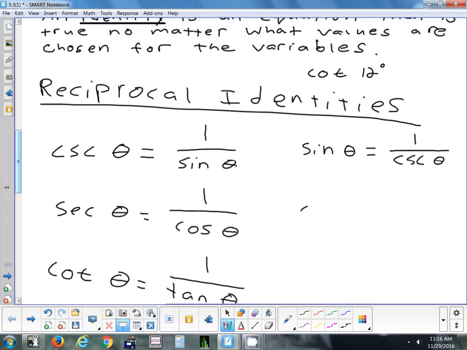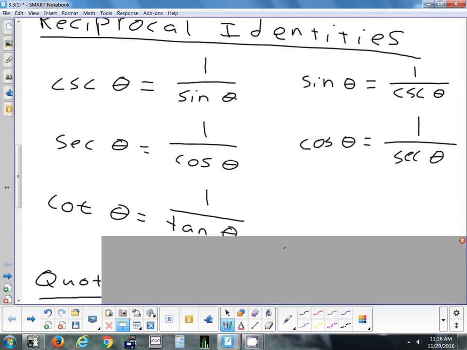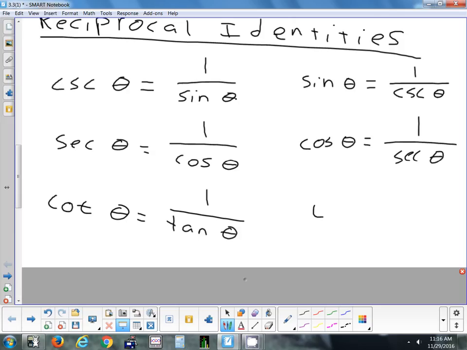Okay, how about cosine? What trig function could I flip and it would give me cosine? Yeah, the secant. If you flip the cosine, you get the secant. If you flip the secant, you get back the cosine. And what trig function could I flip that would give me tangent? Jake? Yeah, I could flip the cotangent.